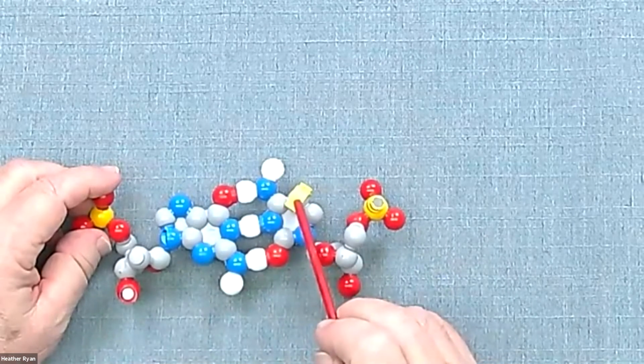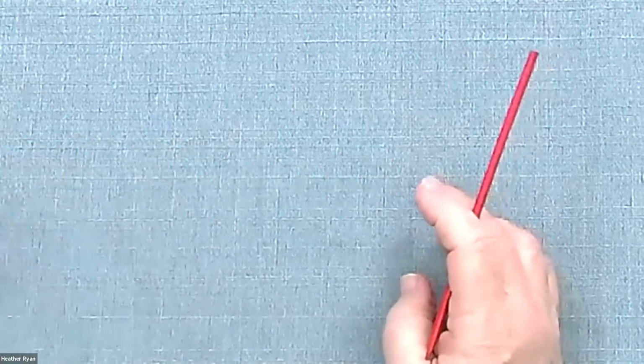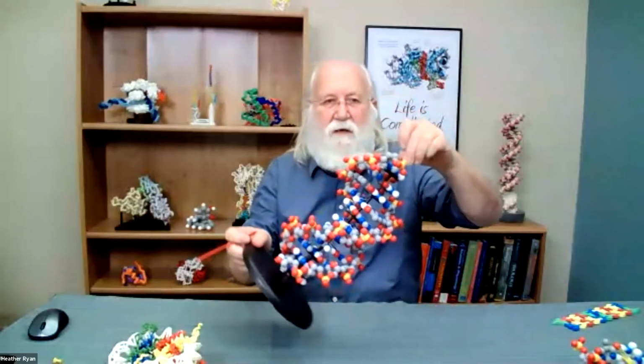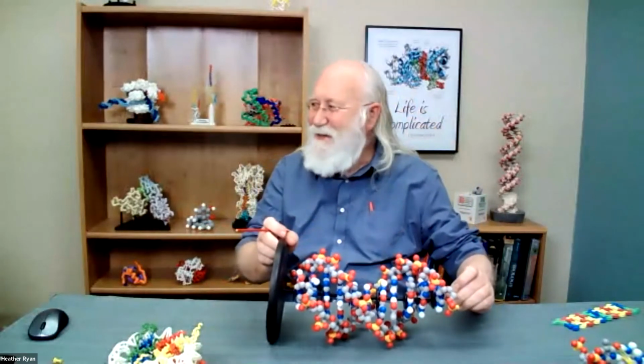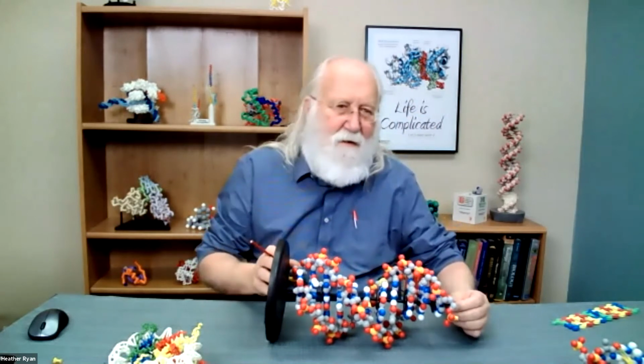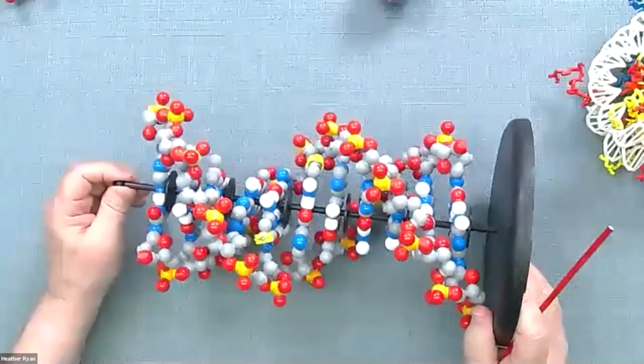Okay, now we're going to go over here to our dynamic DNA model, and I want to show you where this number 5 carbon is in double-stranded DNA. All right, so I'm going to lay this down. Can we go back to the overhead camera? Hold on a second. Yeah, zoom.